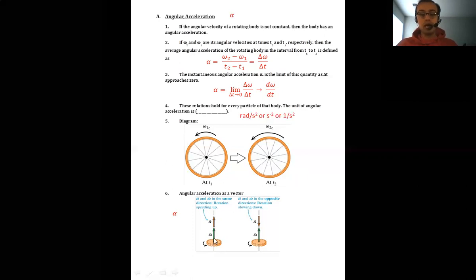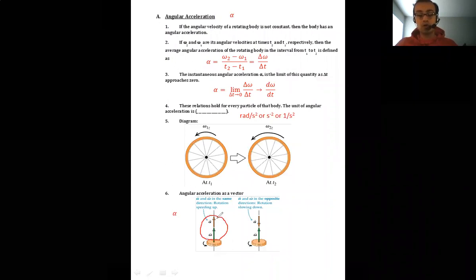So what does this mean? Angular acceleration as a vector is also going to be perpendicular to the plane in which the rotation is occurring. And if the angular acceleration vector is in the same direction as the angular velocity, then rotation will be speeding up. So this is the case where the angular acceleration and the angular velocity are in the same direction. And if you have angular acceleration which is slowing down this wheel, then the angular acceleration vector is pointing in the opposite direction to the angular velocity. And this actually makes some degree of intuitive sense.